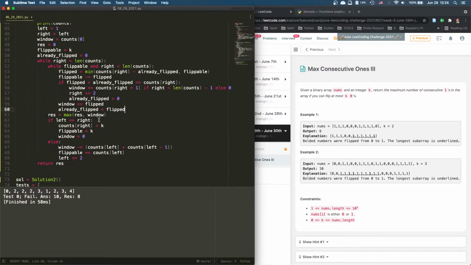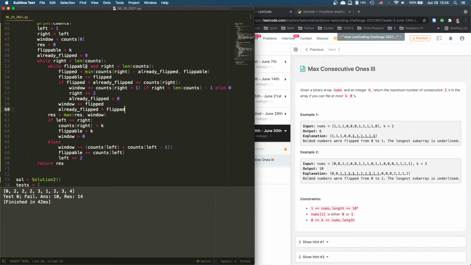And then we do all this. Let's try again. Oh, it now becomes 14. That's not right, huh? And this idea of already flipped is important, right? So windows plus flipped, and then we set already flipped in this cell. Already flipped equals flipped, right? And then do this, come here, windows minus flippable, and plus counts.